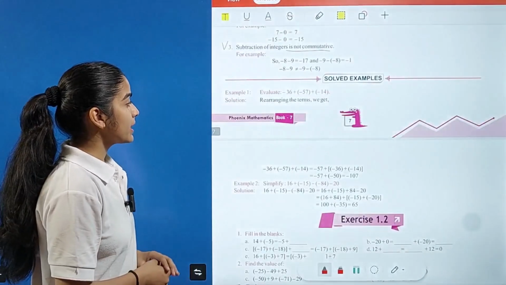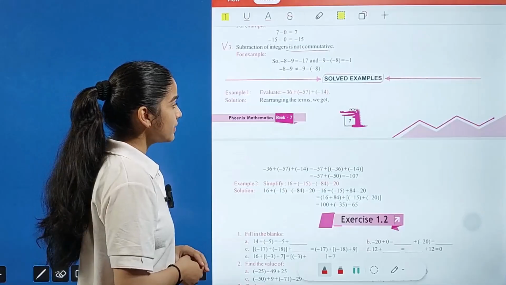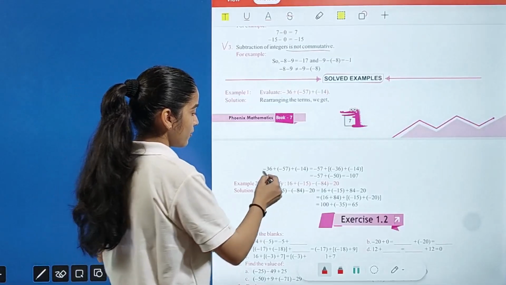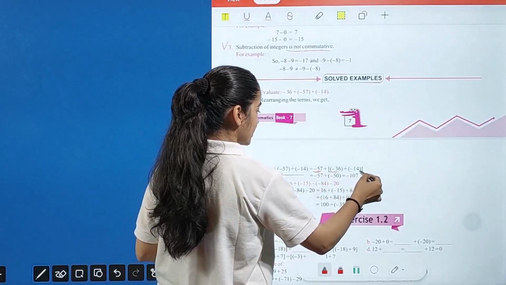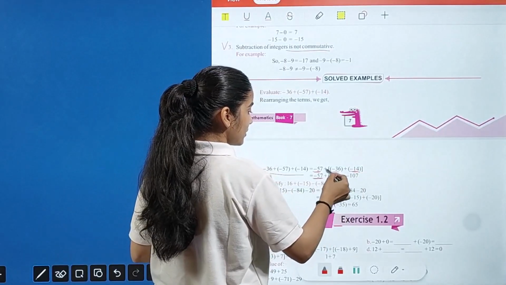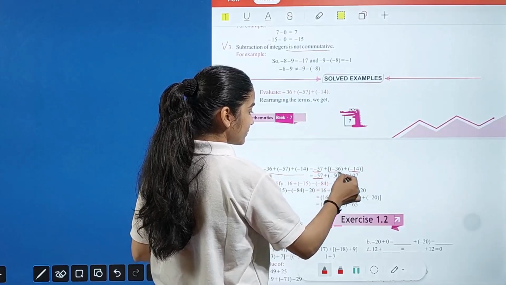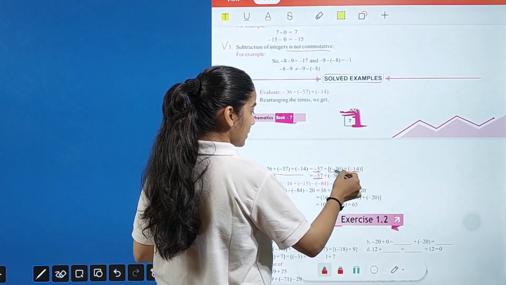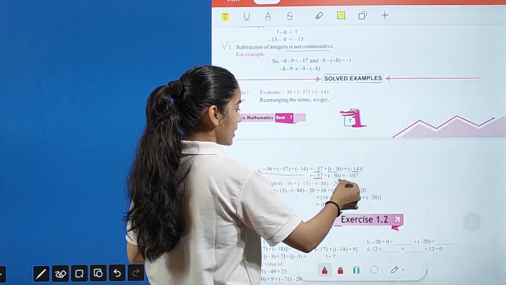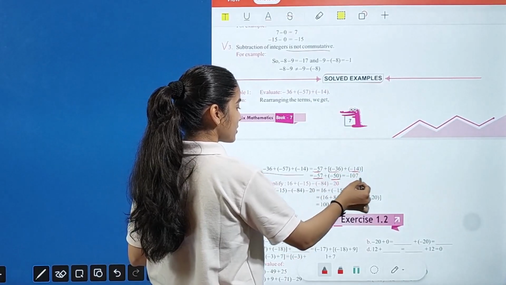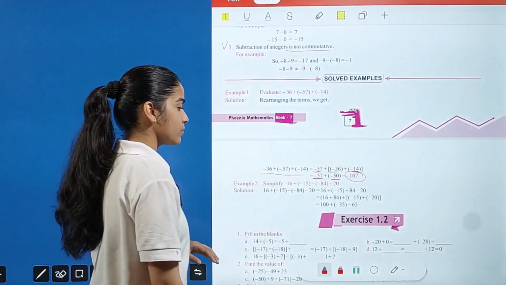Now evaluate minus 36 plus minus 57 and minus 14. So here we have a question: minus 57, minus 36 and minus 14. When we solve it, we group minus 36 and minus 14. So we have minus 50, and minus 57 plus minus 50, a plus of two negatives, so our answer is minus 107.